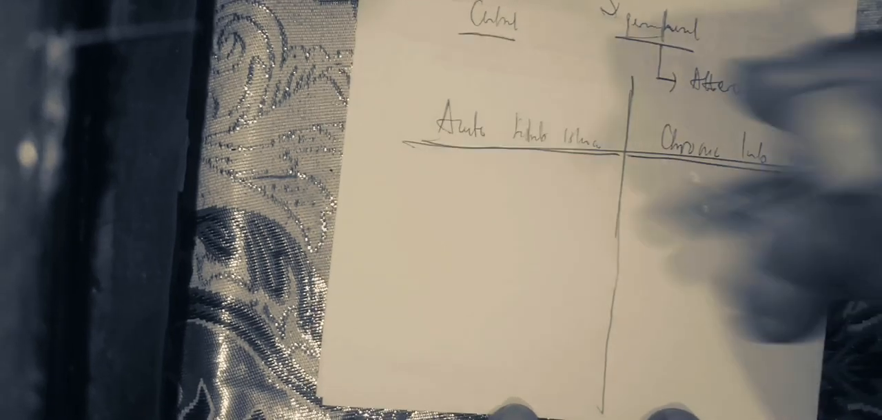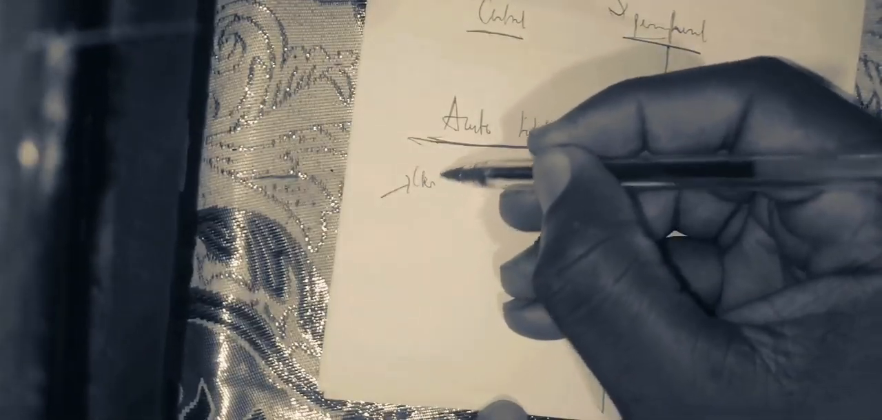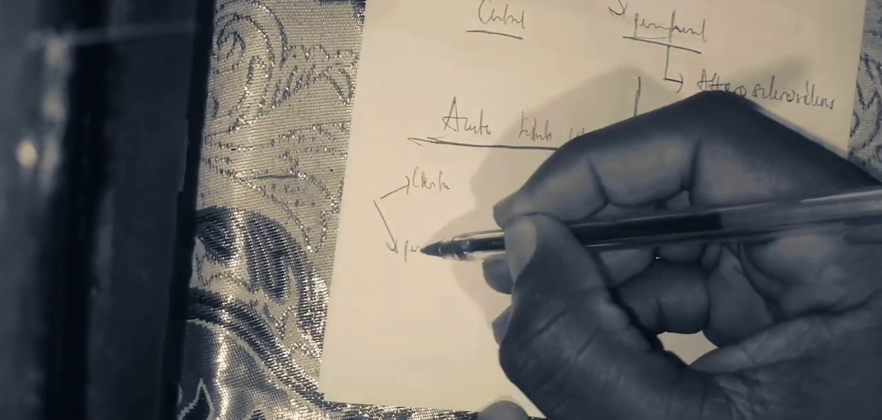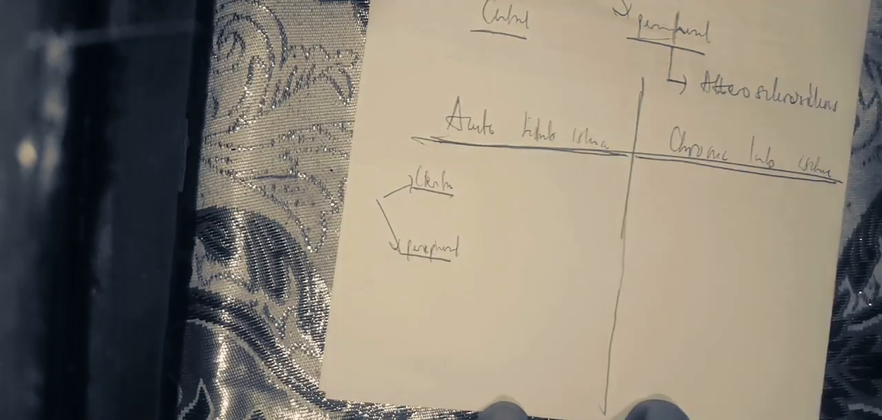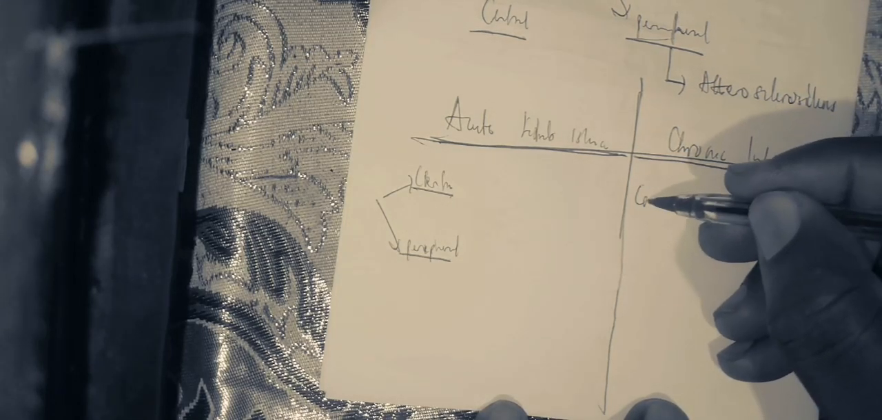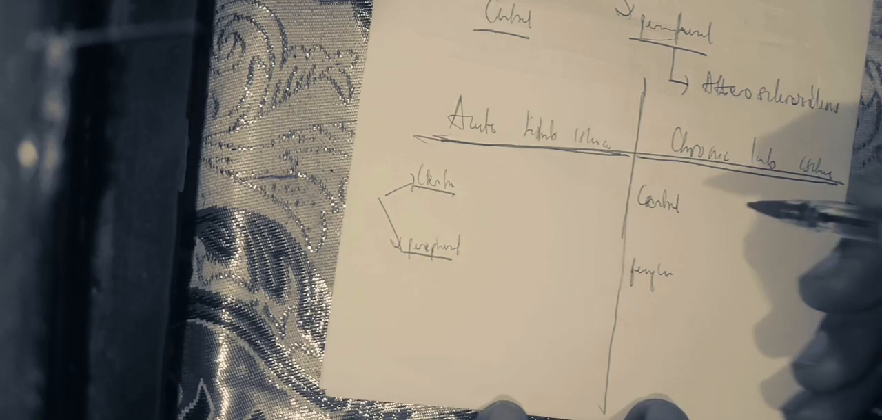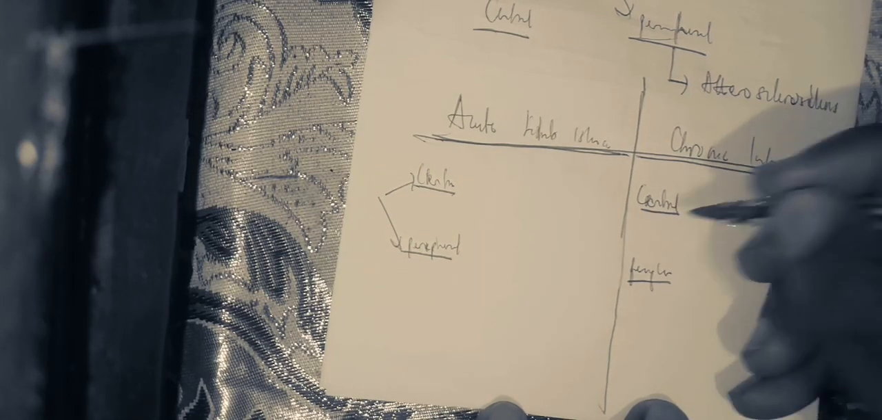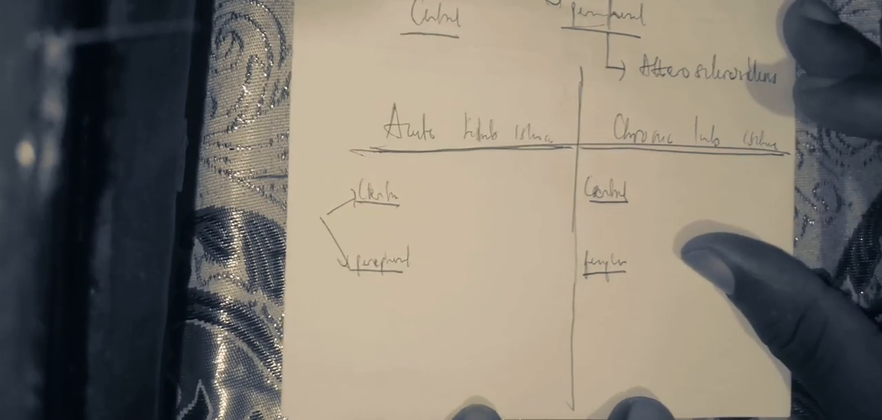Is it clear? Now, acute limb ischemia is anything, central or peripheral, which can result in an acute obstruction of a blood vessel, of an artery. While chronic limb ischemia is anything, central or peripheral, which results in chronic obstruction of the blood vessels. Is it clear? So those are two different ways of visualizing it.